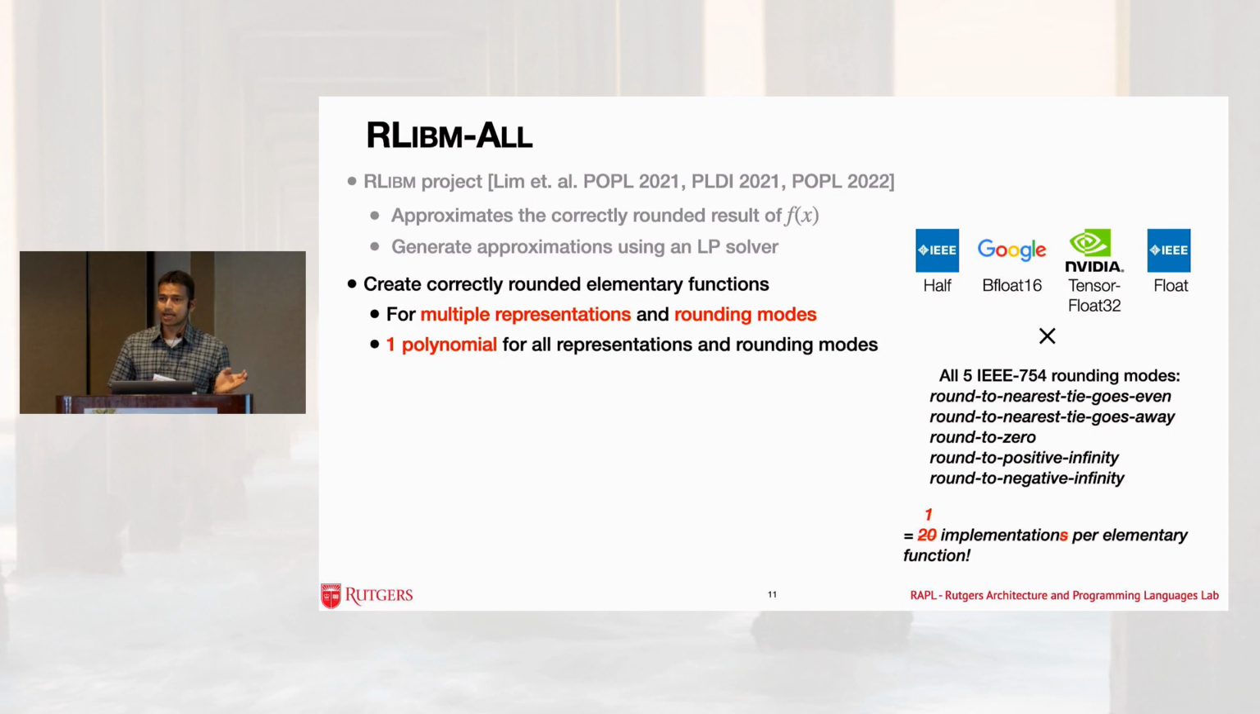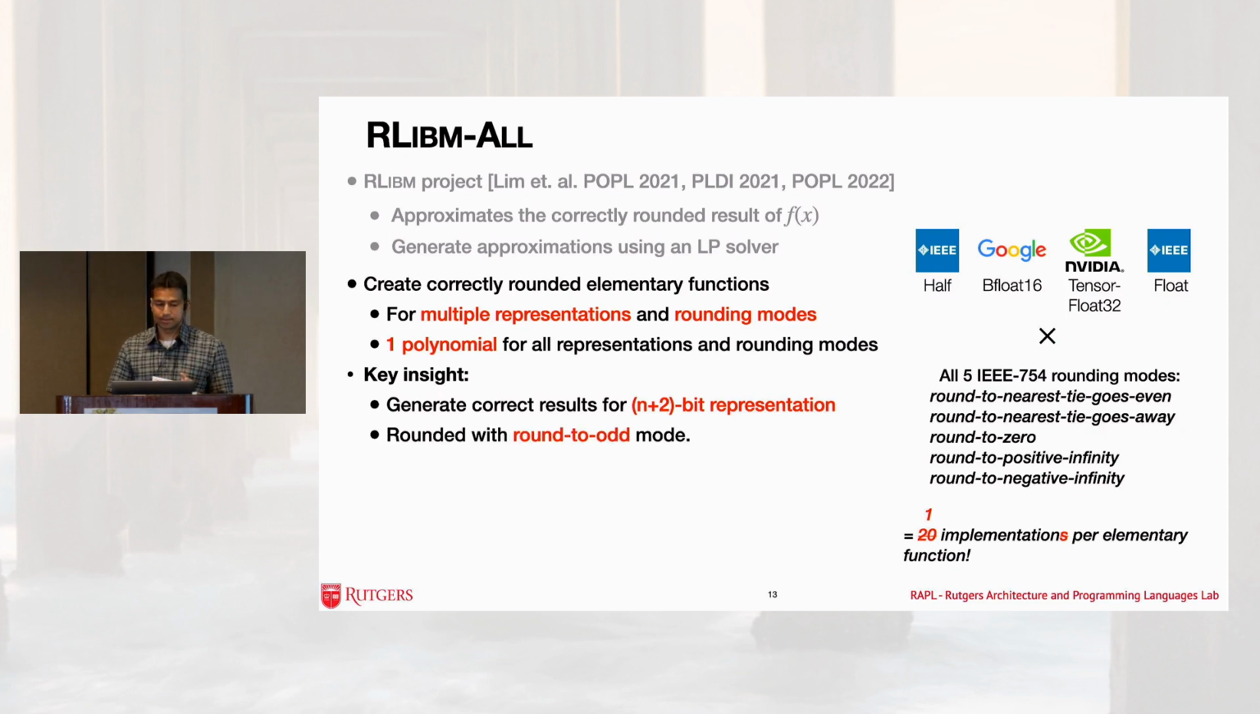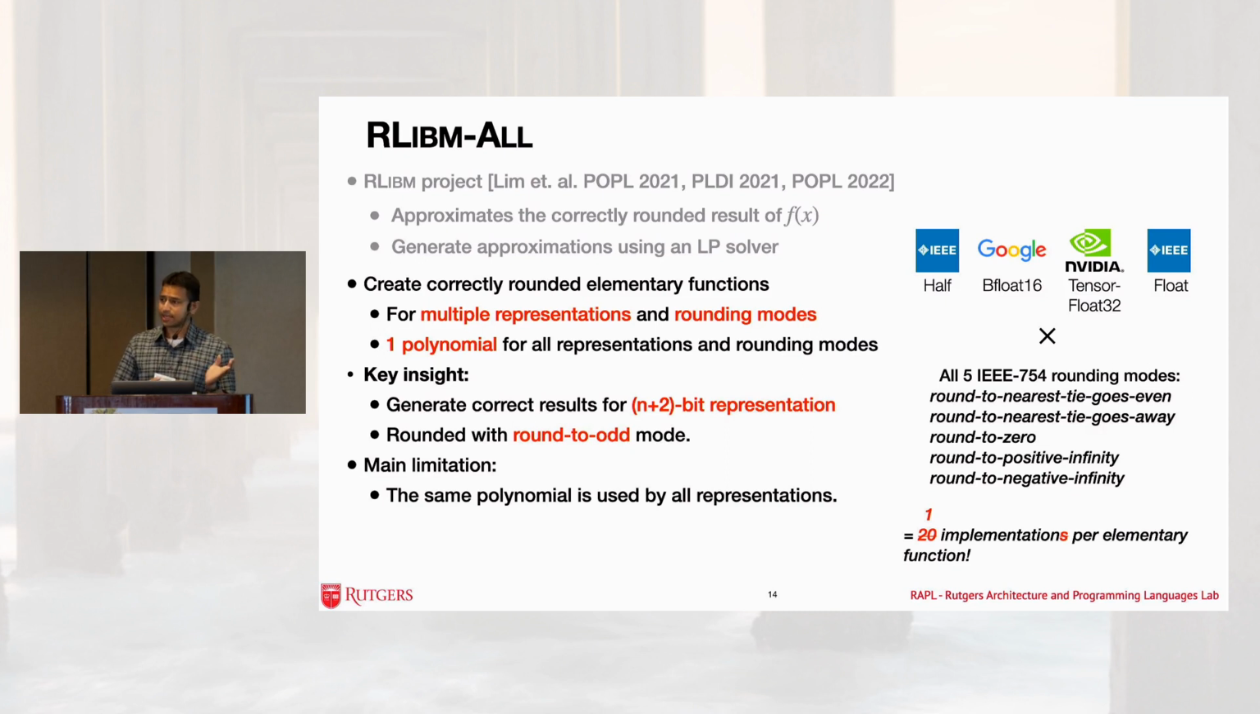So instead, RLIBM-All proposes a technique to generate a single implementation that produces correct results for all of these representations and rounding modes. The key insight here is to generate one single polynomial approximation for the 34-bit floating point representation using the round to odd mode, which is a non-standard rounding mode. While this method is very effective, its main limitation is that the same polynomial is used by all representations. So each representation pays the price for the largest one.